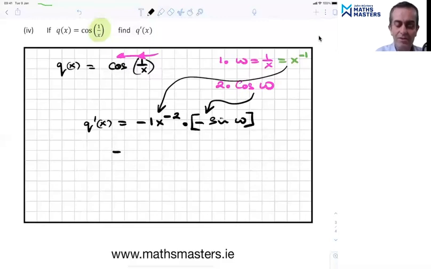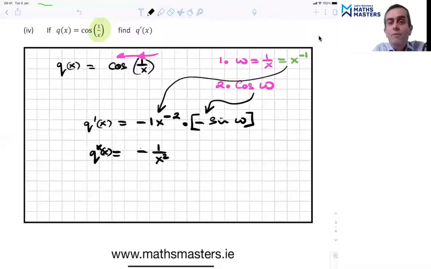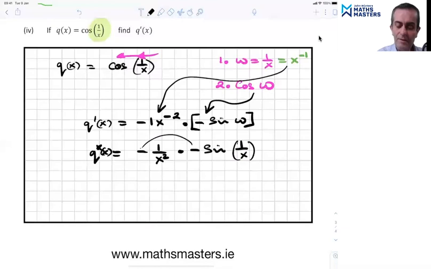And then the only thing I need to do at this stage is just tidy up and put back in for w. So q dash x is equal to, well, minus 1 multiplied by x to the power of minus 2 is the same as minus 1 over x squared. Remember, if you move a power up or down across the division line, you change the sign of that power. So that's minus 1 over x squared. And then multiplied by minus the sine of the thing that I called w, which was 1 over x. Okay, minus sine w. Now, minus by minus is plus. So my final answer is 1 over x squared multiplied by the sine of 1 over x.